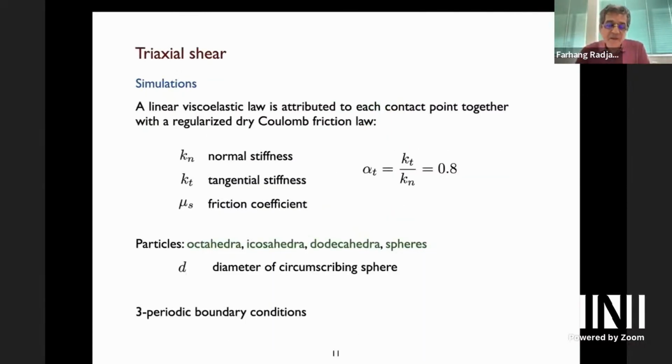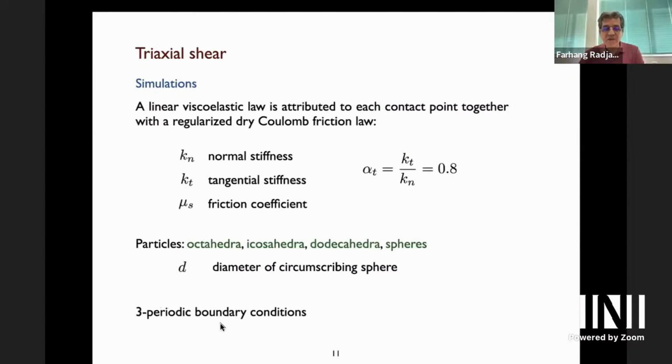We did triaxial shear tests using packings of these particles. For the interactions, of course, these are not spheres, so we are not using Hertz contacts. We are using simply a viscoelastic law at each contact point, and we also use a regularized dry Coulomb friction law. So we have two stiffnesses and a friction coefficient. In this work, we used different types of polyhedra: octahedra, icosahedra, dodecahedra, and spheres with the same diameter.